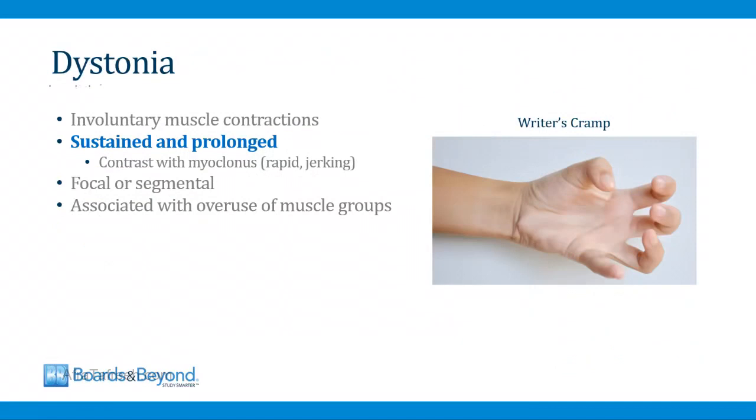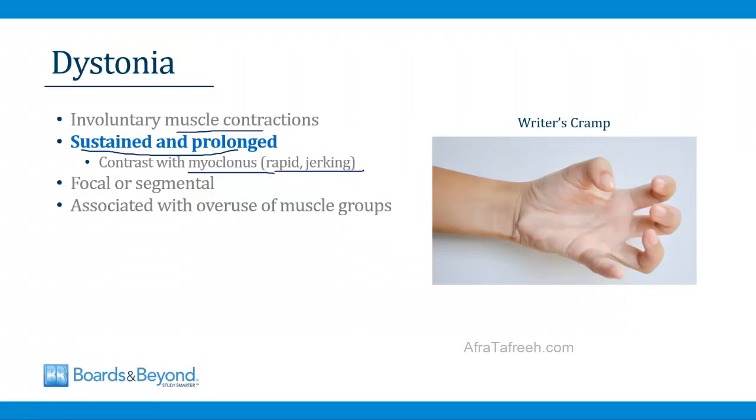Our next movement disorder is a dystonia. Dystonias are involuntary muscle contractions that are sustained and prolonged. And this is in contrast with myoclonus, which we talked about earlier. Myoclonus is also a muscle contraction, but myoclonus is a rapid jerking muscle contraction, whereas dystonia is sustained and prolonged.